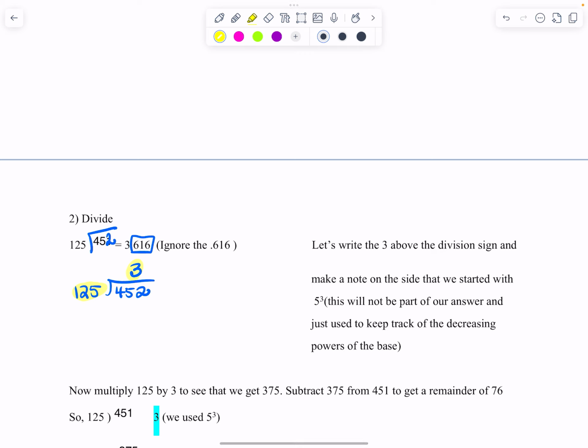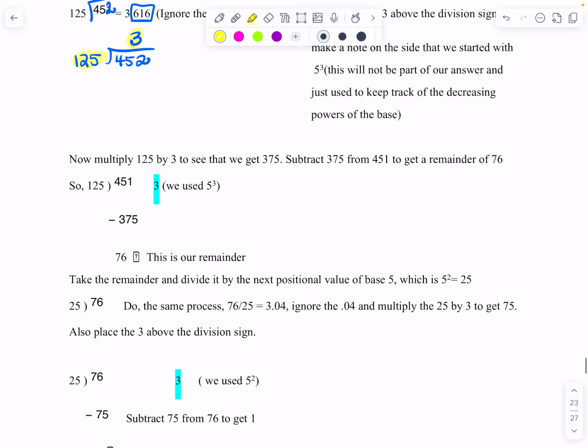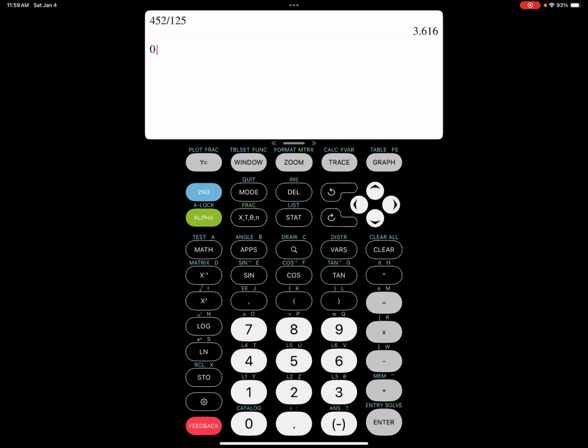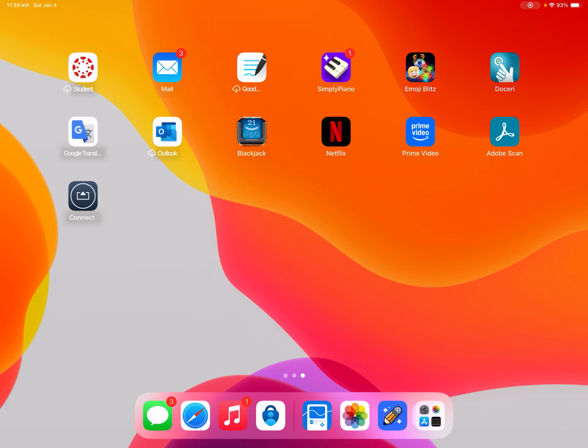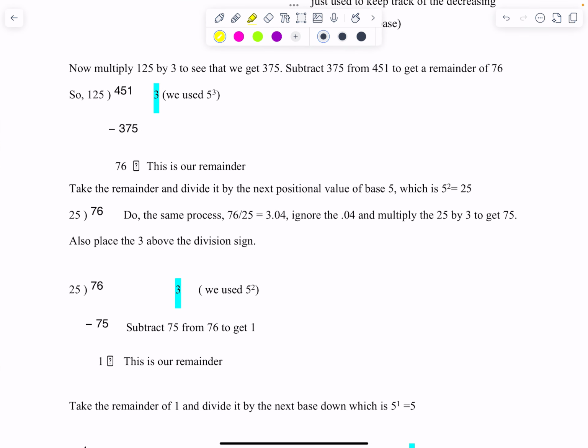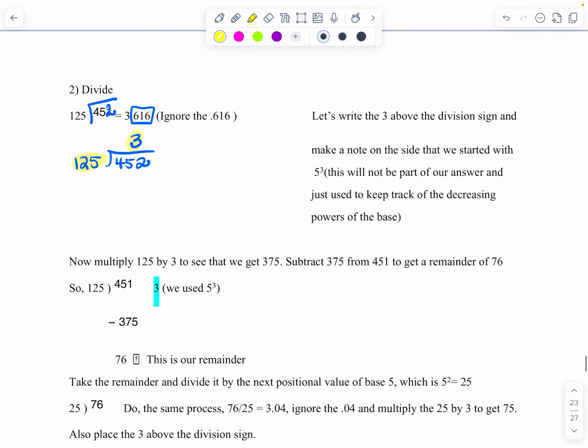Okay? All right, so 3 times 125, and I know what this is, but I'm just showing you. 3 times 125, and that equals 375. Okay, so 375. So now I'm going to subtract 375 from the 452. Okay, so that step is shown right here.